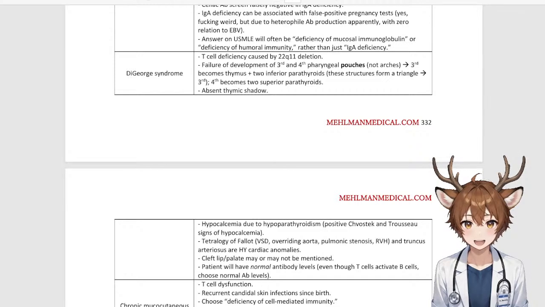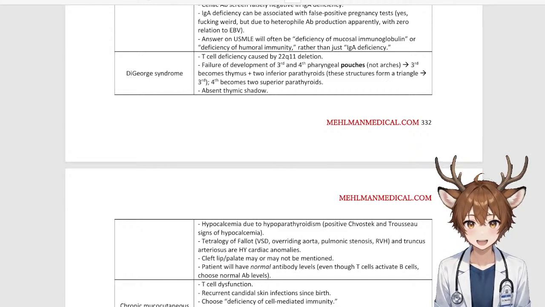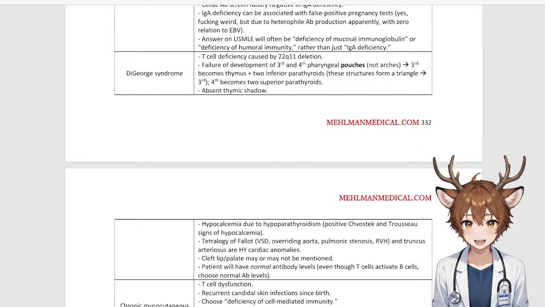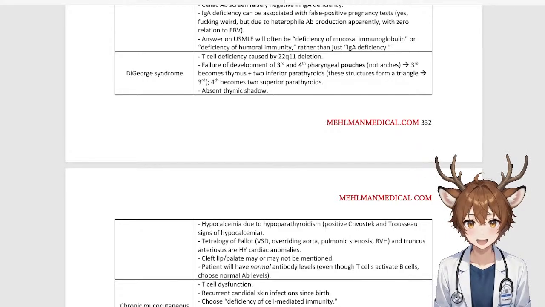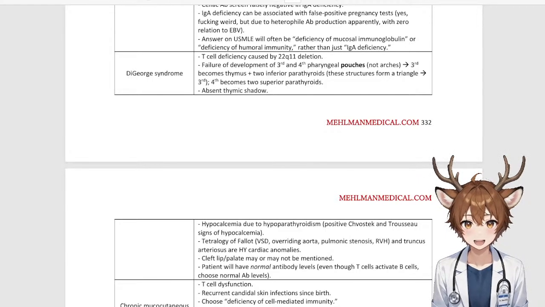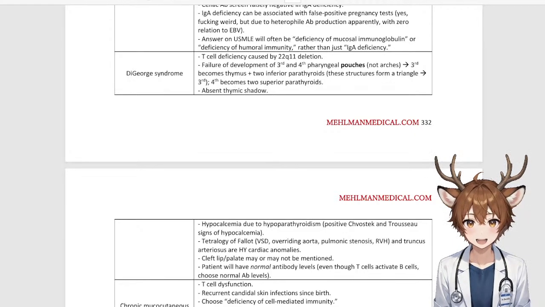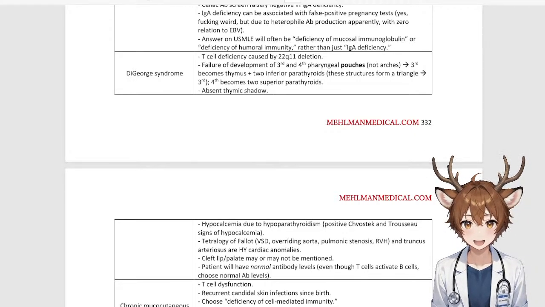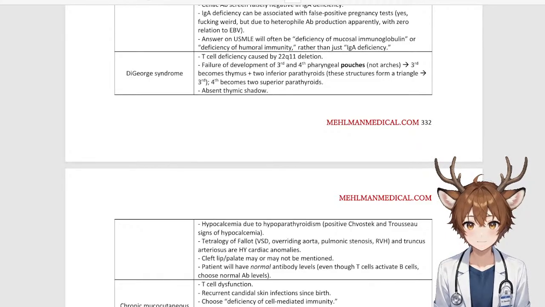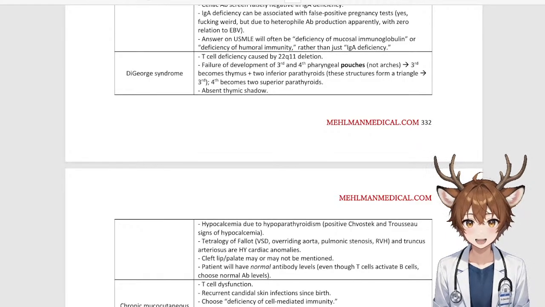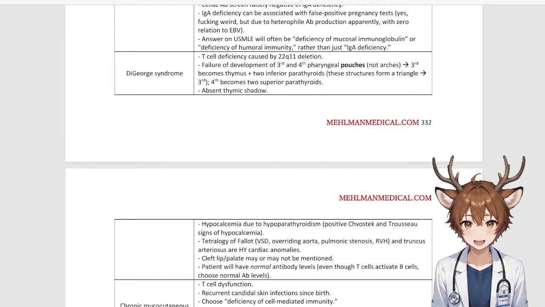So in DiGeorge syndrome, that doesn't develop correctly. As a consequence, you have an absent thymic shadow, you have hypocalcemia due to the hypoparathyroidism, positive Chvostek and Trousseau signs of hypocalcemia. Tetralogy of Fallot, VSD, overriding aorta, pulmonic stenosis, RVH, and truncus arteriosus are high-yield cardiac anomalies. Cleft lip/palate may or may not be mentioned.